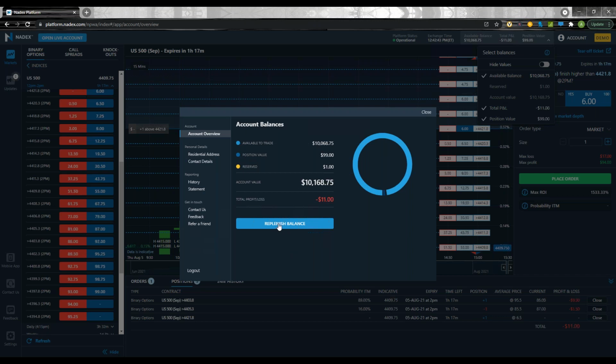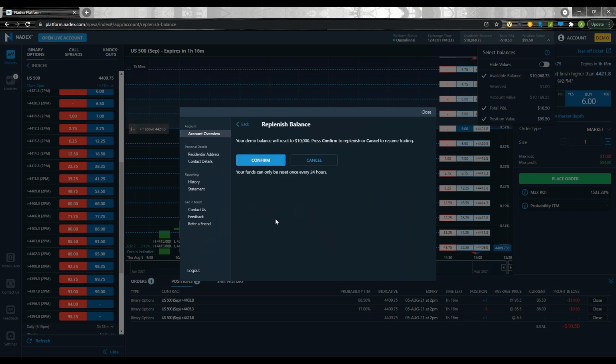This is another fairly new feature. In the past, it was a little bit archaic. If you spent all your demo money and you wanted to get a little bit more funds back, you'd actually have to give us a call or email us or live chat us, and we'd have to go in and manually do it. Well, now you can actually just hit this yourself.